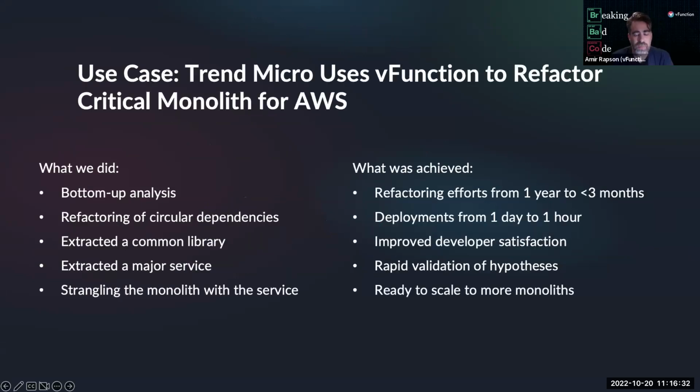Okay, so I want to tell you one story about one of our clients that used this approach to modernize their monolith. More information about this use case is also available on the vFunction site. That client is Trend Micro. Trend Micro used vFunction to refactor a critical monolith for AWS. It was running as a monolith on AWS, but then they used vFunction to extract services from it. What we did with Trend Micro is a bottom-up analysis using vFunction.